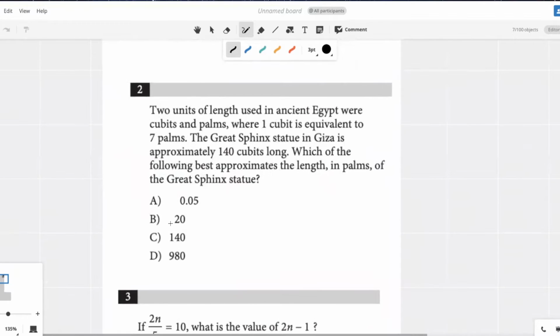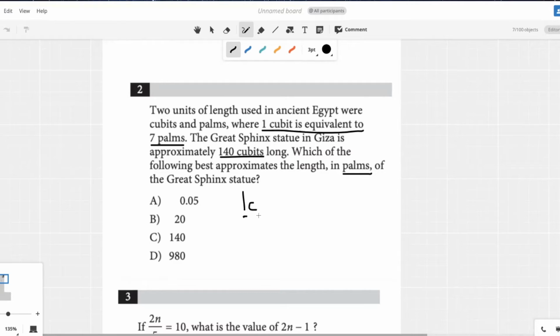Two units of length used in ancient Egypt were cubits and palms, where 1 cubit is equivalent to 7 palms. The Great Sphinx statue in Giza is approximately 140 cubits long. Which of the following best approximates the length in palms of the Great Sphinx statue? So this question is basically asking us to convert 140 cubits into palms using the conversion factor 1 cubit is equivalent to 7 palms. And to do that, we can set up a ratio.